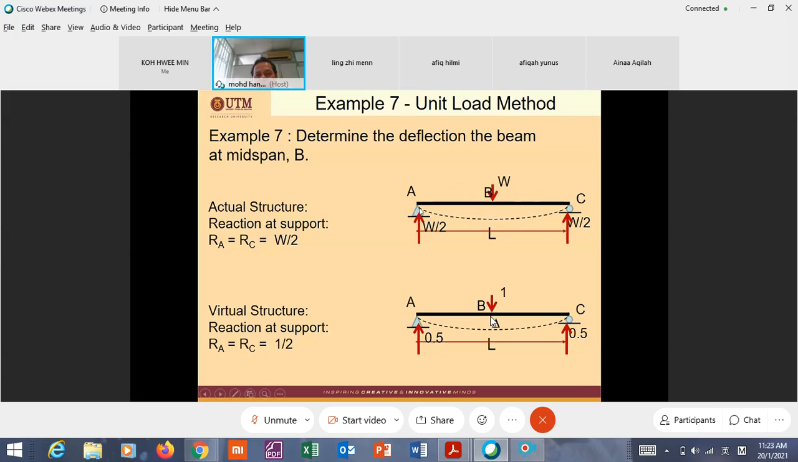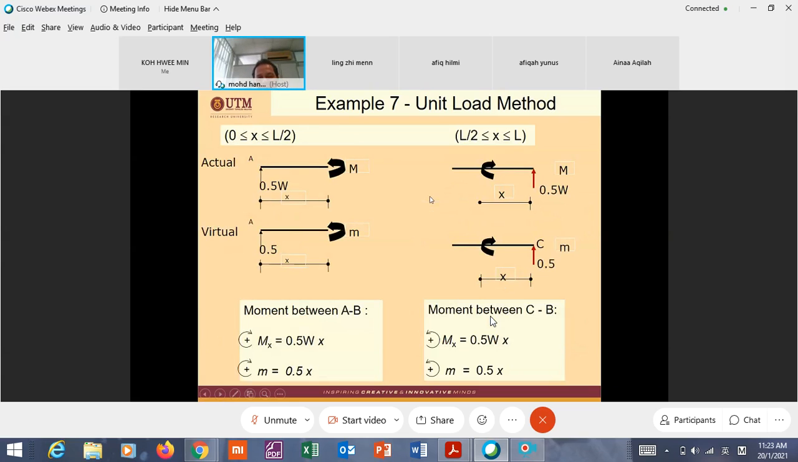Two continuous functions. So in this case, we split into two. Right side. For the left side, the moment between A and B is equal to 0.5 Wx. This is for actual, and M equals 0.5x. This one is for virtual.